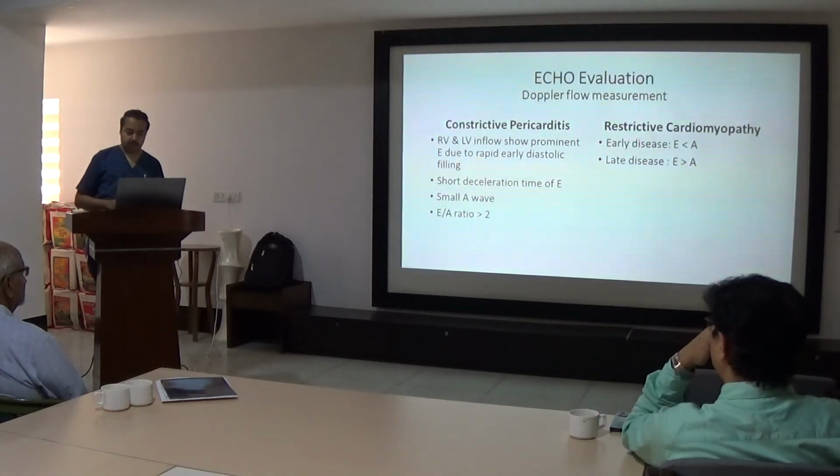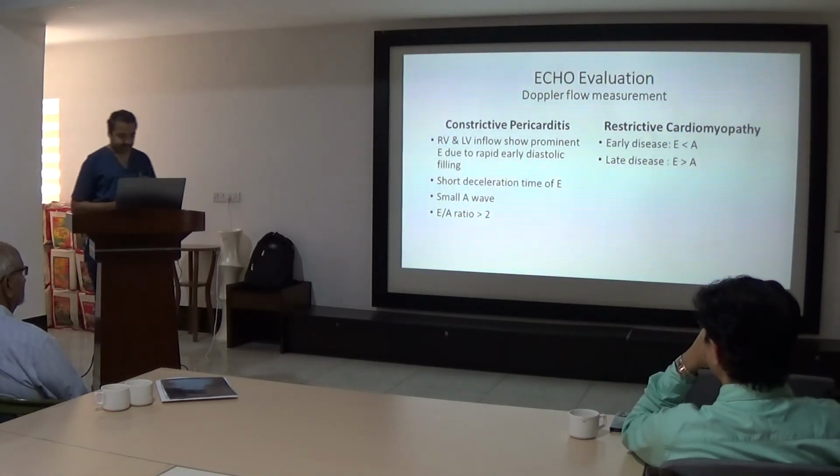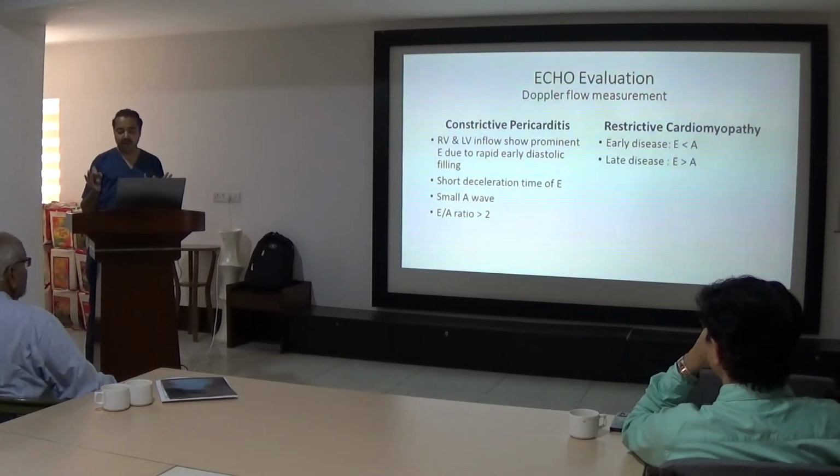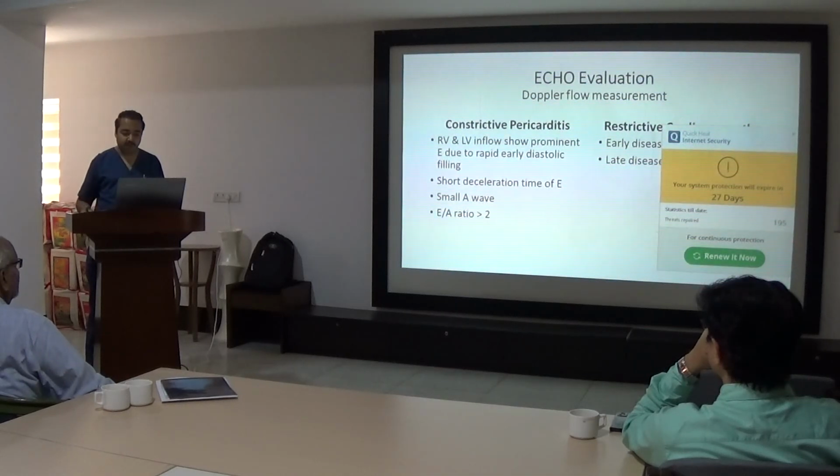Now, Doppler flow assessment. From here we can differentiate much more. In constrictive pericarditis, RV and LV inflow shows a prominent E wave due to rapid early diastolic filling because it is not a disease of the myocardium. So the ventricle will relax during the early part. In mid diastole, there will be restriction of ventricular filling because of the thickened pericardium, and so there will be a sudden stop of ventricular filling.